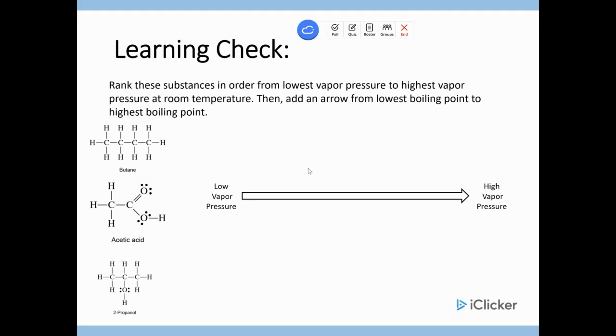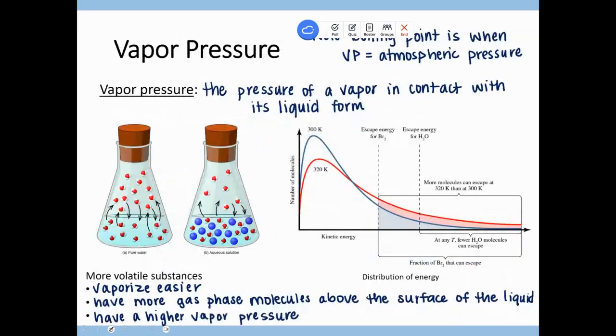All right, so this question here, we are ranking from low vapor pressure to high vapor pressure, pure substances of each of these three molecules. So a sample of butane, a sample of acetic acid, and a sample of 2-propanol. Remember that vapor pressure is the amount of gas above the surface of a liquid.